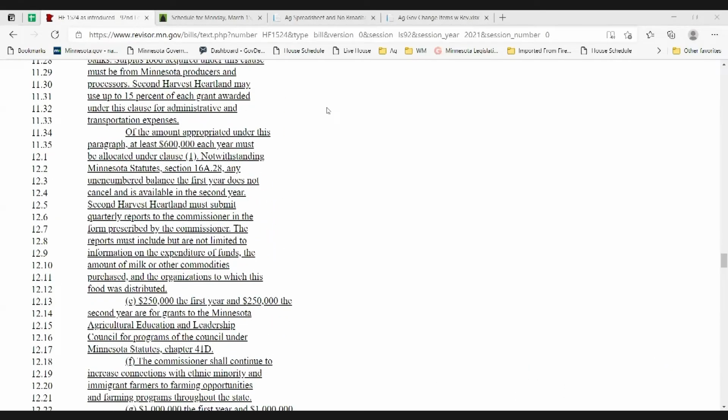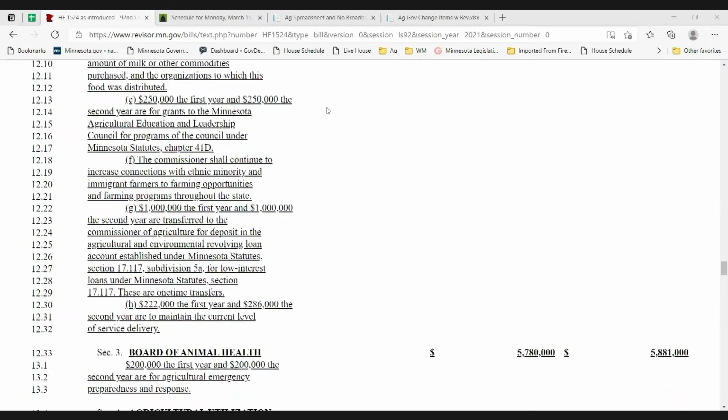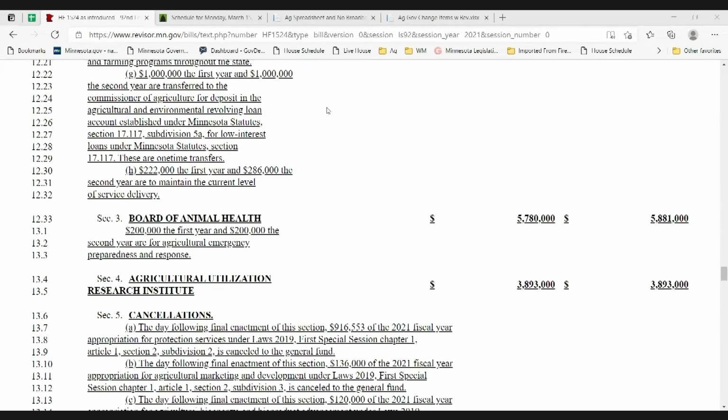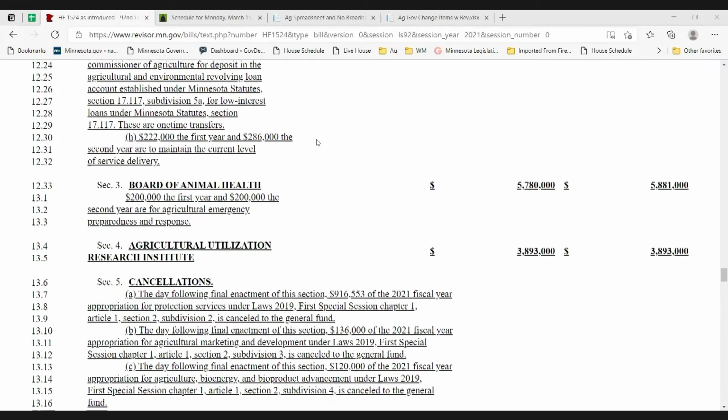And 12.22 is the next new item that I'd like to mention for the committee. This is the governor's proposal to allocate $1 million each year to the Ag BMP loan program. That language is in paragraph G. Paragraph H is the operating adjustment for administration and financial assistance. And just have a little bit left.